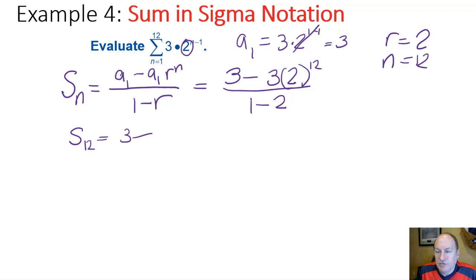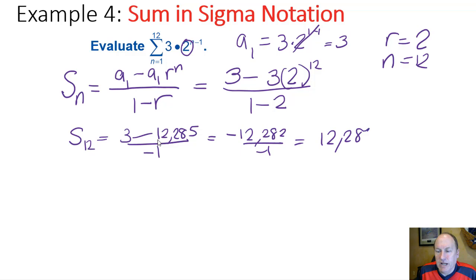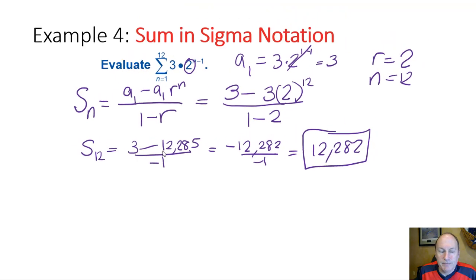And so the sum of the first 12 terms, the sum of this sequence, is equal to 3 minus 3 times 2 to the 12th, which is equal to negative 12,282, all divided by 1 minus 2, 1 minus r, which is negative 1. So this becomes negative 12,282 over negative 1, or 12,282. So a much faster way than individually summing those 12 terms is to know and use the sum formula.